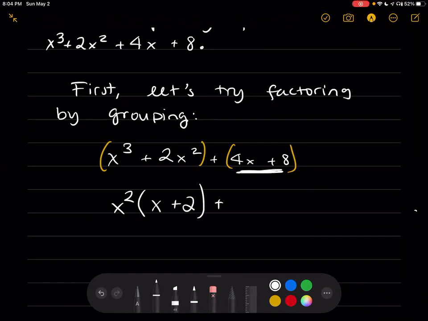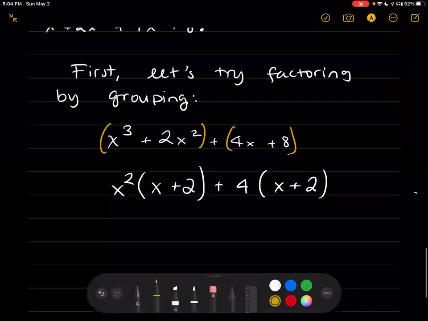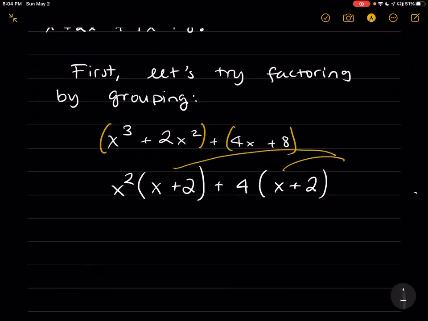Plus, and then looking at this one right here, what common factor can I pull out? The first is a 4 and the other is an 8, so I can pull out a common factor of 4, and I'm left with an x plus 2. Okay, cool. Now we see that we've got an x plus 2 in both of these terms. What we can do is pull it out. And so we're left with x squared plus 4 all times x plus 2. Okay, cool. We have our first linear term.